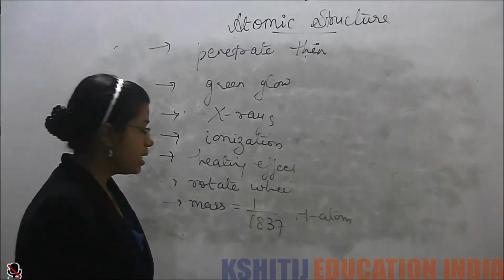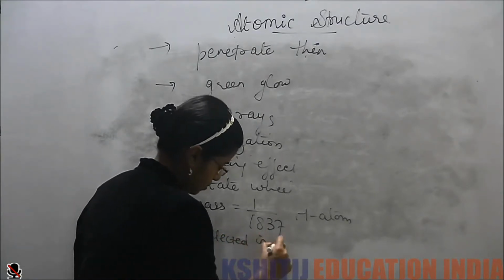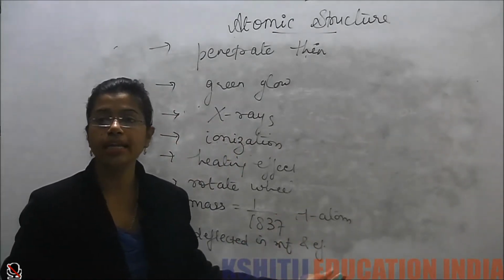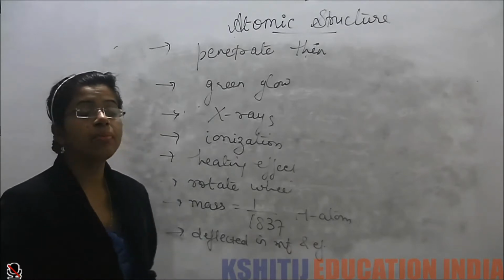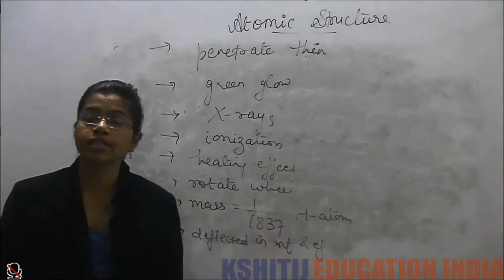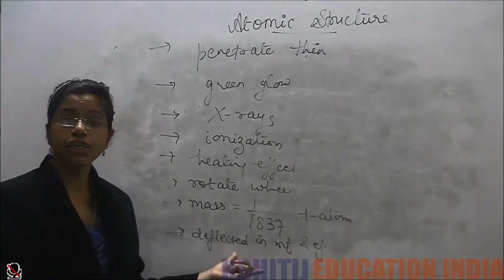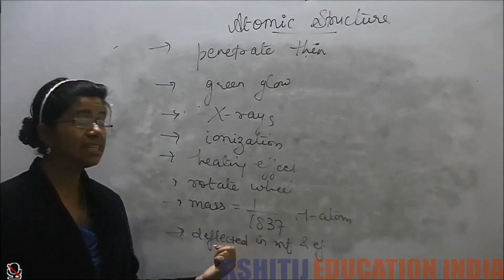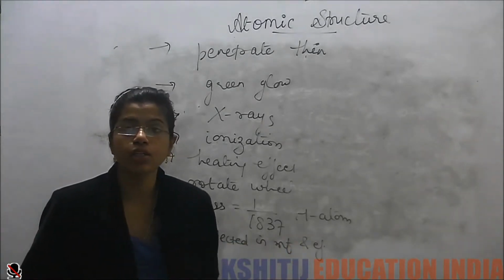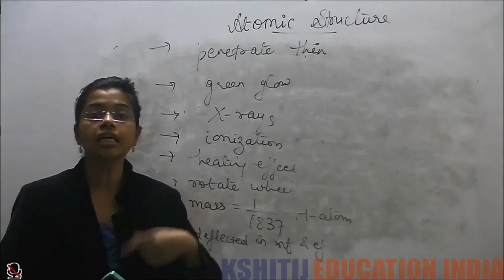Another property is that they are deflected by a magnetic or an electric field, which shows that the particles are electrically charged. They are deflected towards the positively charged electrode in an electric field, and this direction of deflection shows that these cathode rays are negatively charged. Similarly, in a magnetic field also, the cathode rays are deflected from the normal straight path to a curved path.